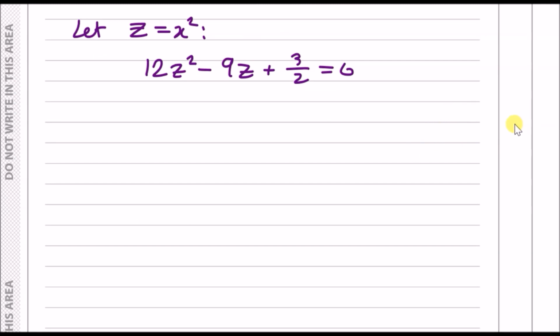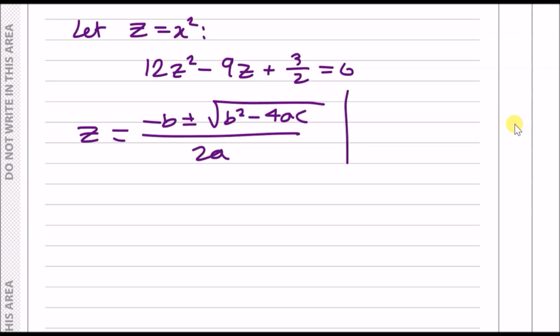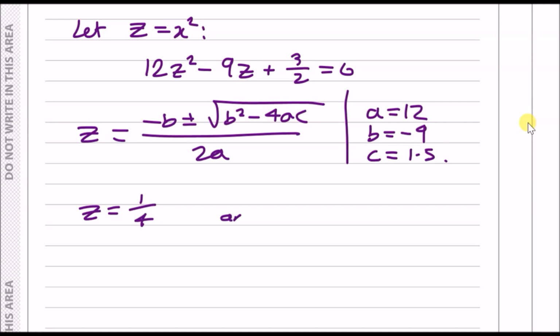So just using a quadratic formula, guys, it's going to be something like z equals minus b plus minus the square root of b squared minus 4ac all over 2a, where in this case a is 12, b is minus 9, and c is 3 over 2. But I'm just going to write that as 1.5, yeah? And if you put this, you're going to get two z results. The first one is going to be a quarter, and the second is going to be a half.